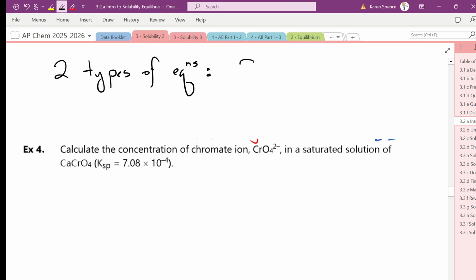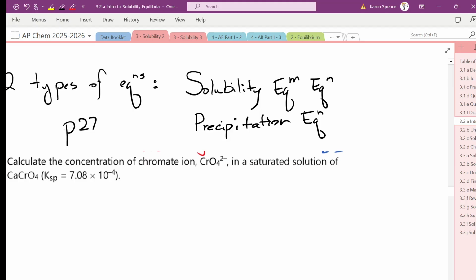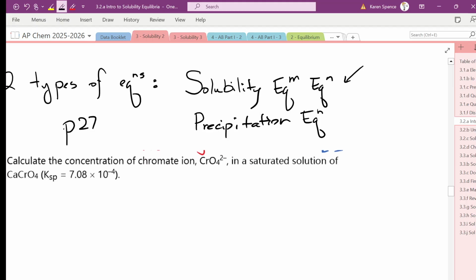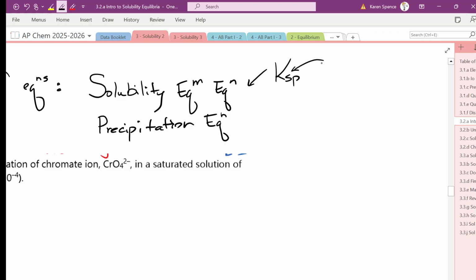So we had the precipitation equation and the solubility equilibrium equation. What do we use a solubility equilibrium equation for? For solids on the left-hand side? We use it for Ksp, which is the solubility product constant.